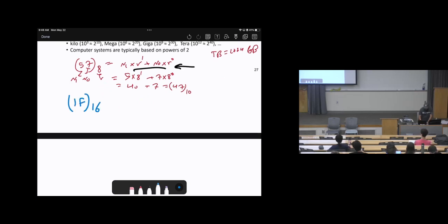1f as hexa. We need to convert this to decimal. So it will be 1 times 16 power 1 plus f times 16 power 0. So 1 times 16 power 1, which will be 16. 16 power 0 is what? 1. F times 1, f. But remember, here we are in decimal, so the equivalent of f is 15. So 16 plus 15, this is 31. Clear?